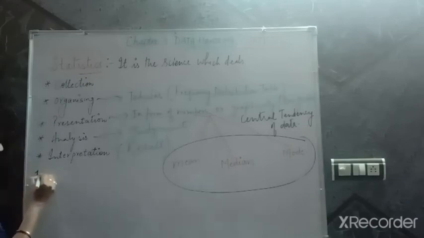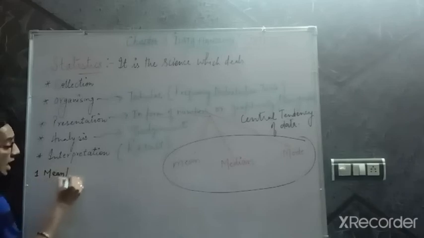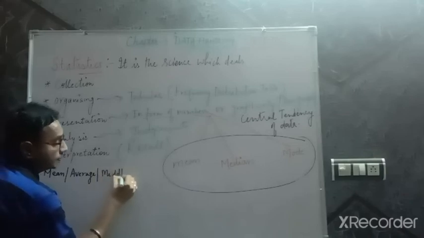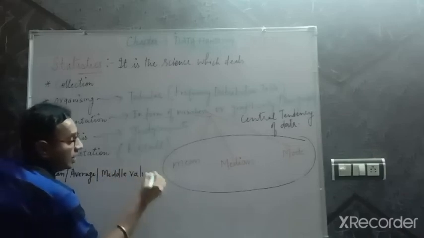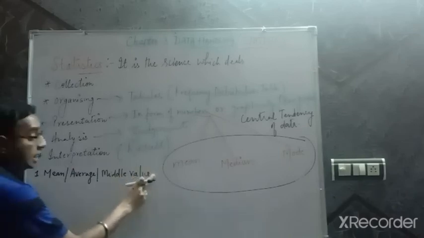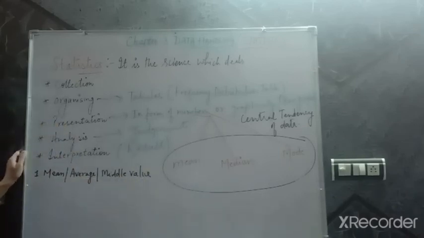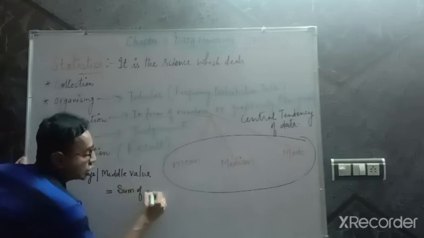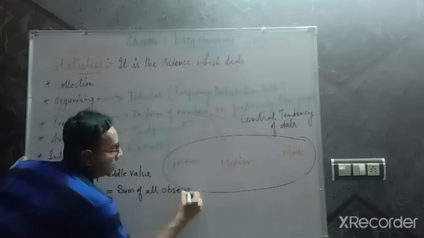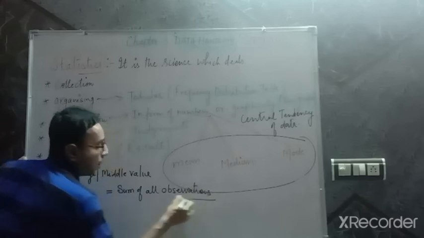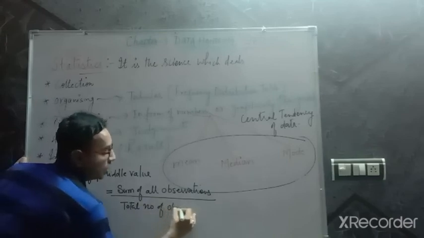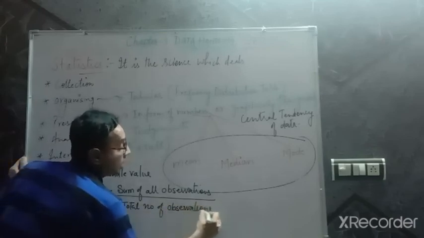They all are simple formulas. Basically, mean means average, also the middle value. So how do we find mean? Mean means the middle value, the average, the sum. Basically, the formula of mean is the sum of all the observations upon the total number of observations. Sum of all the observations upon total observations.